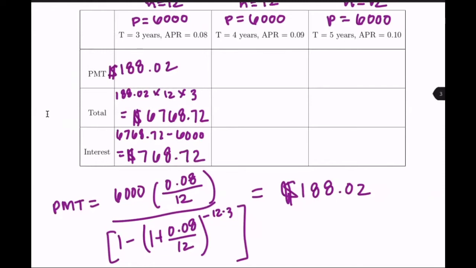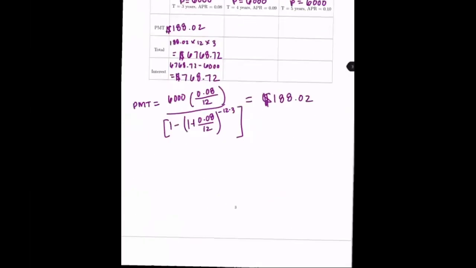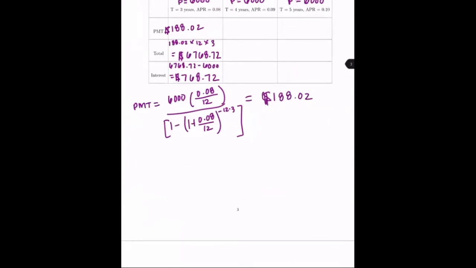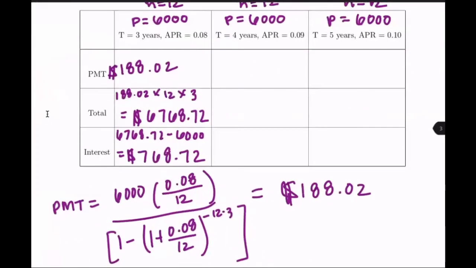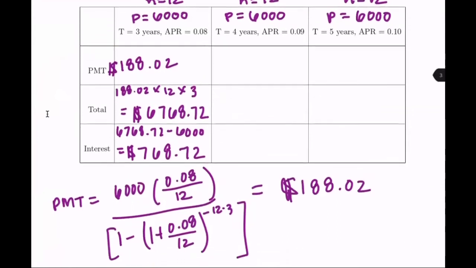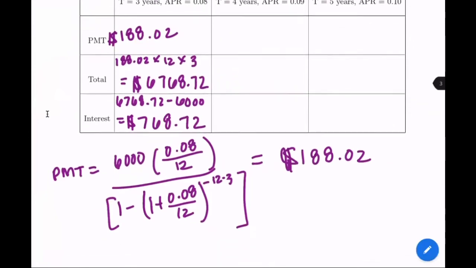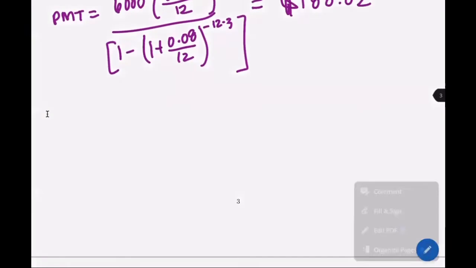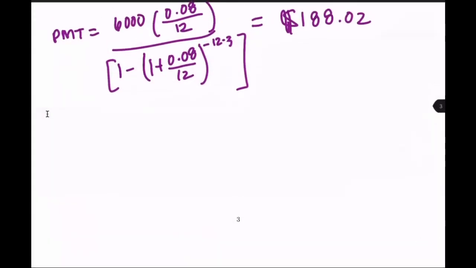And then we're going to use the exact same strategy for the next 2 columns to find the 4-year and the 5-year loan. So, if y'all want to press pause and try it on your own, go ahead and do so, or you can keep following along with me. I'm going to move forward with filling out the 4-year payment option.